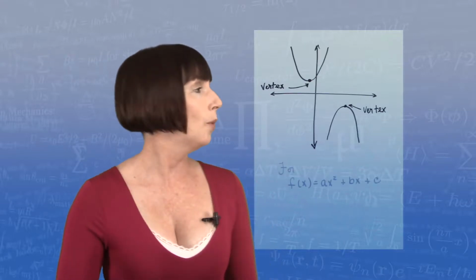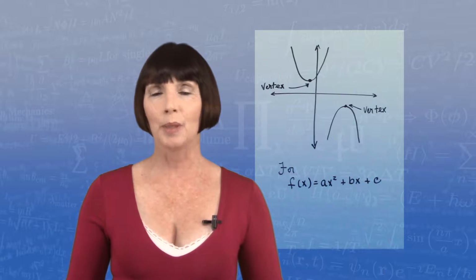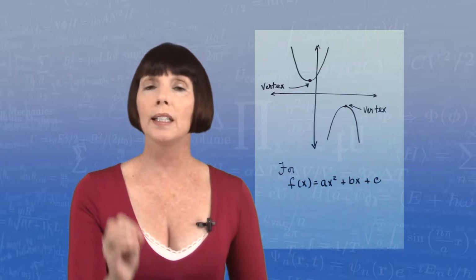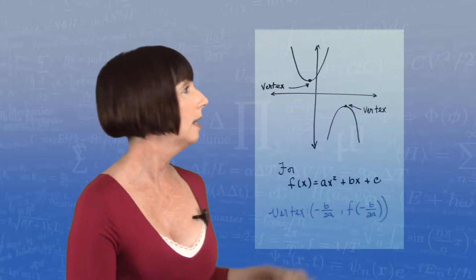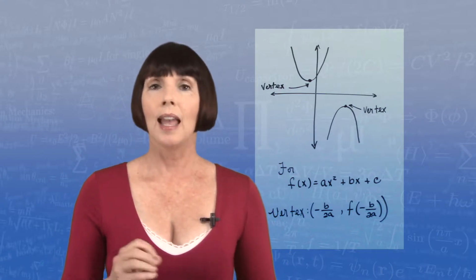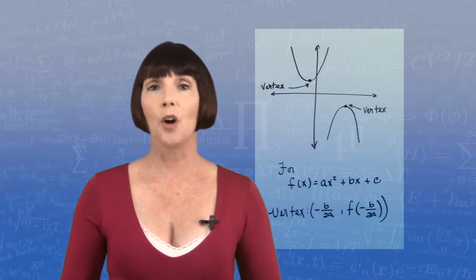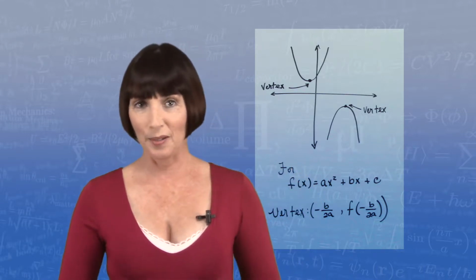So, if we have f of x equals ax squared plus bx plus c, then the coordinates of the vertex will be the opposite of b over 2a for the x-coordinate and the function evaluated at the opposite of b over 2a for the y-coordinate. Let's do a couple of examples.